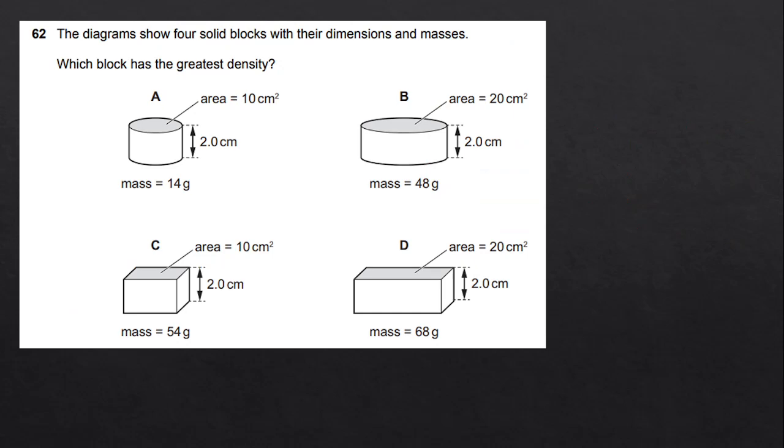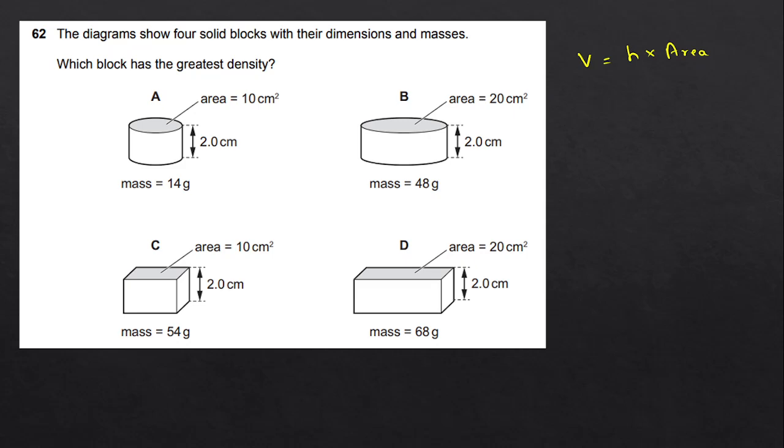Question 62. The diagram shows four solid blocks with their dimensions and masses. Which block has the greatest density? In order to find density, we need mass and we need volume. Mass is given to us. We know the height and cross-sectional area of the objects. Volume is given by height times cross-sectional area.